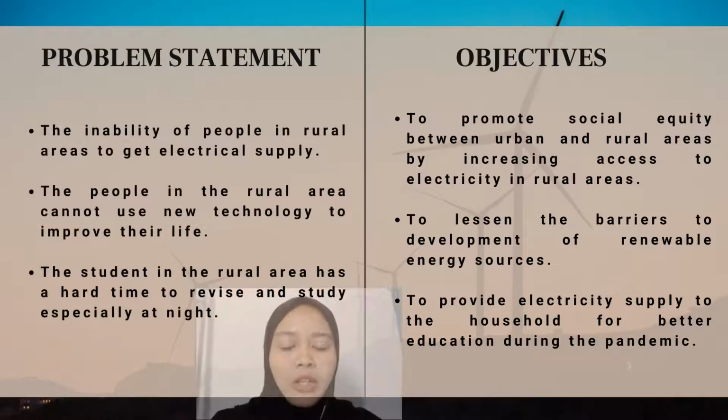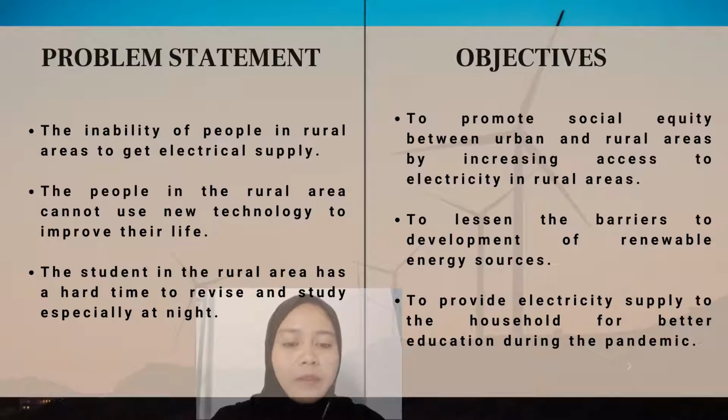Okay, I will explain the problem statement and objectives for this project. The problem statements are: first, the inability of people in rural areas to get electrical supply. Second, the people in the rural area cannot use new technology to improve their lives. And third, the students in the rural area have a hard time revising and studying, especially at night.